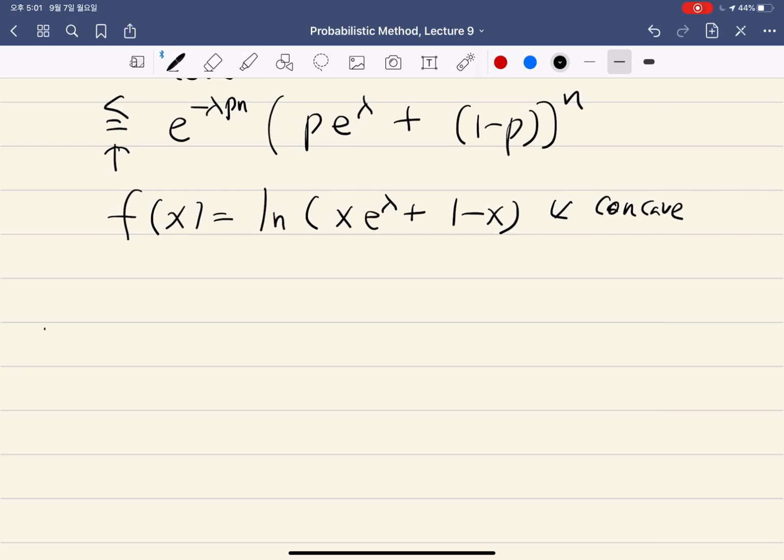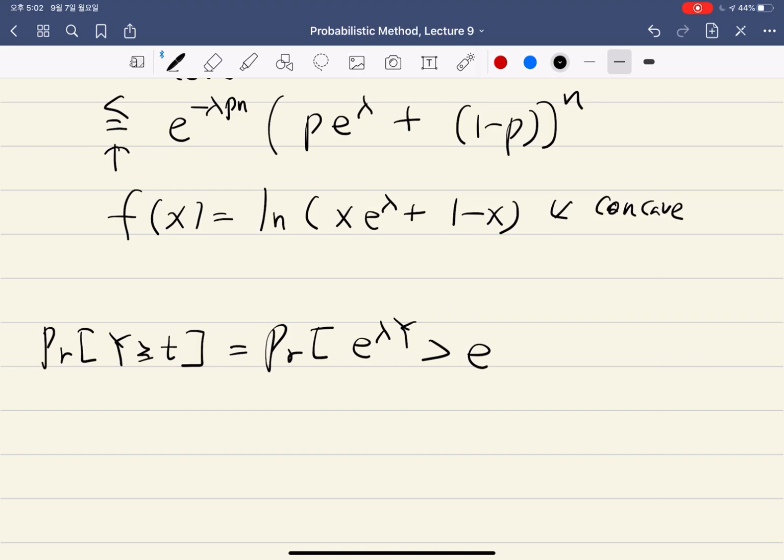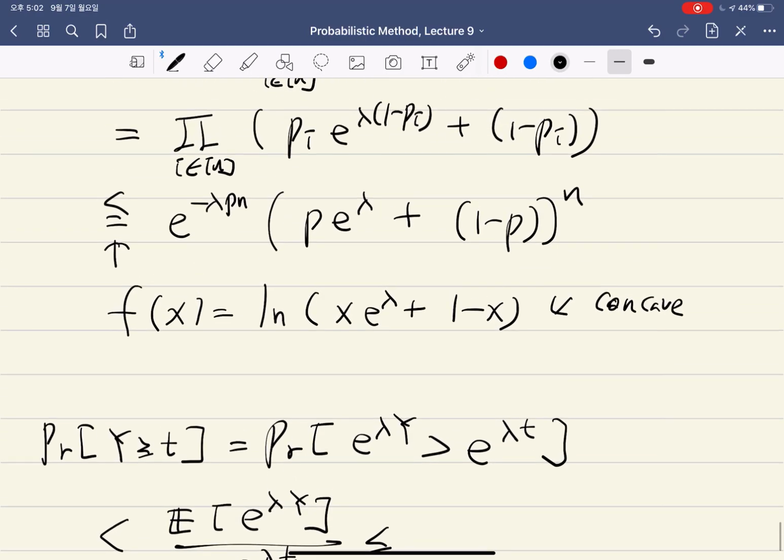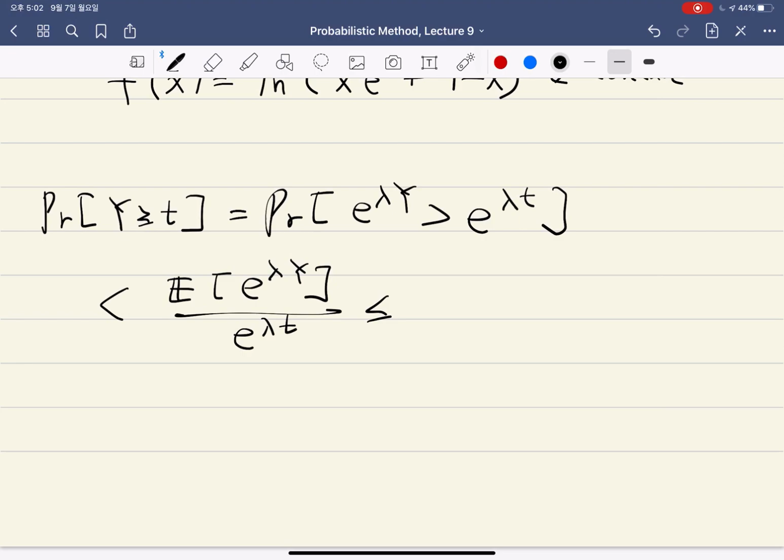So what do we have? Now we want to use Markov to bound the probability that y is bigger than or equal to t. If you rewrite it, this is that, and that's smaller than the expectation of e to the lambda y over e to the lambda t, which, by using this inequality, you can bound.